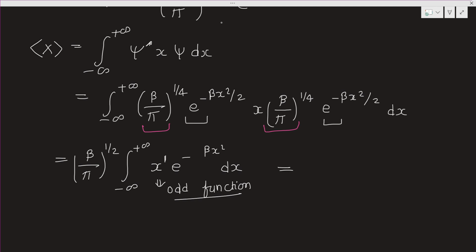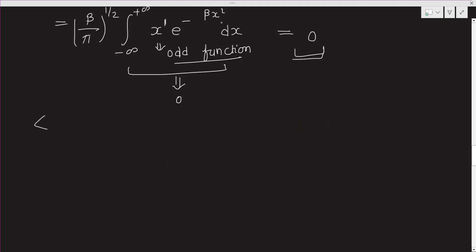It means this integration is 0. Then this whole term will be equal to 0. So you are getting the average value of x is equal to 0. Okay, this you are getting. Now you can see the average value of the momentum.